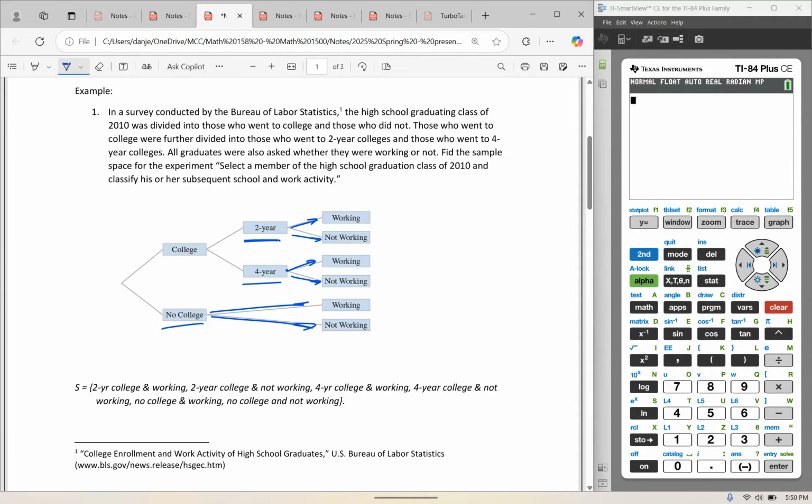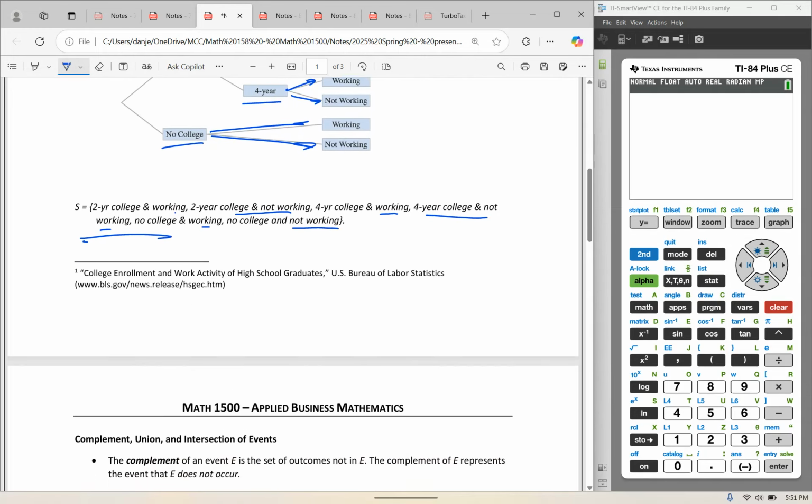I could select a student going to a 2-year college who's working, 2-year college not working, 4-year college working, 4-year college not working, no college working, no college not working. And then notice down at the bottom here, we have the sample space. The outcomes are 2-year college and working, 2-year college not working, 4-year college and working, 4-year college and not working, no college working, no college and not working. Simply a list of the possible outcomes. It's all that a sample space is.